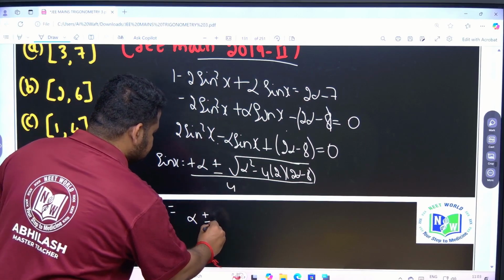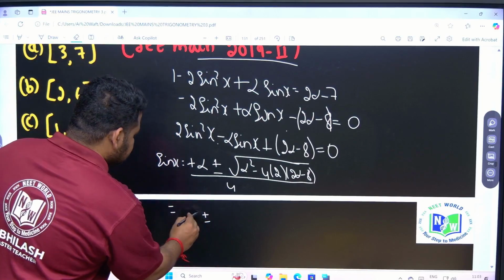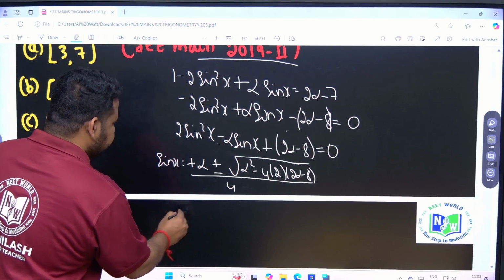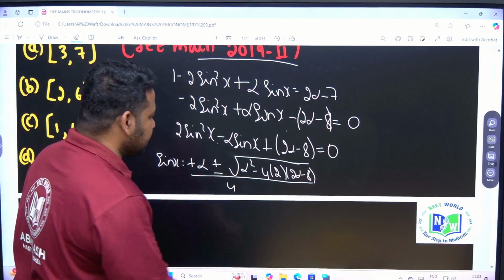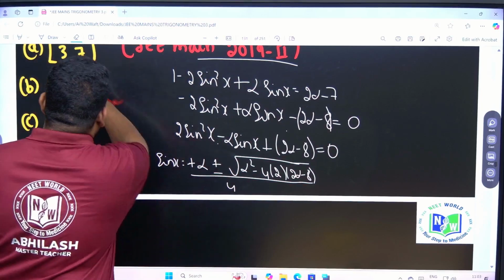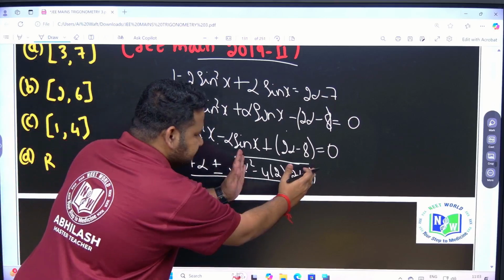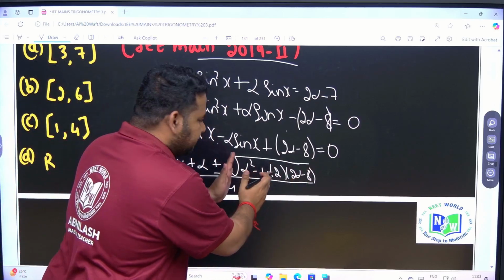Alpha plus or minus. Okay, before that, what is the discriminant? We will find out: what is that b square minus 4ac? Alpha square. First let us find out what this is. Fine. What is this? Let us find out.